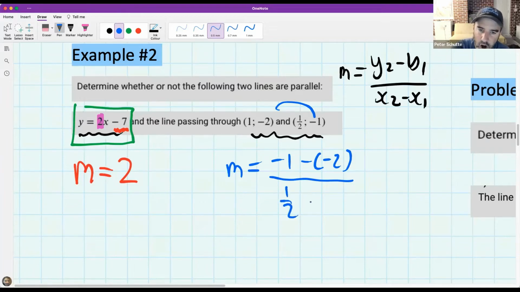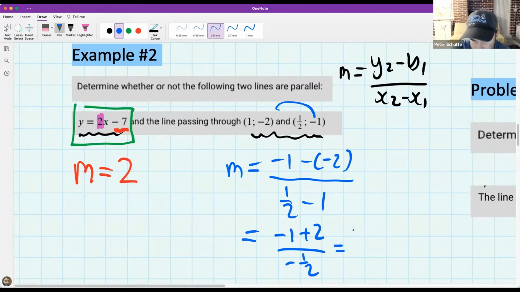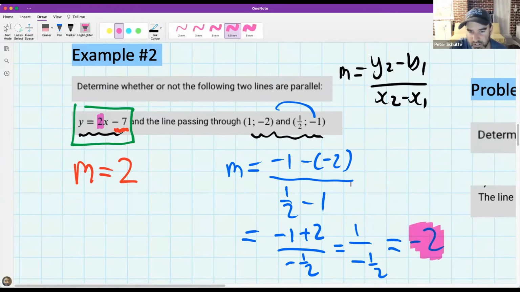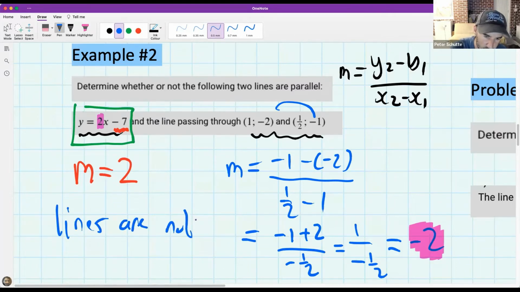And then I'm going to say 1/2 minus 1, which is then going to give me, now this really is a sneaky one, isn't it? So -1 plus 2, that's 1 over -1/2. And if you need to use your calculator, that's fine. So you should get -2. You could have put it in your calculator earlier in the question. But the main idea is that the lines are not parallel because the gradients are different.